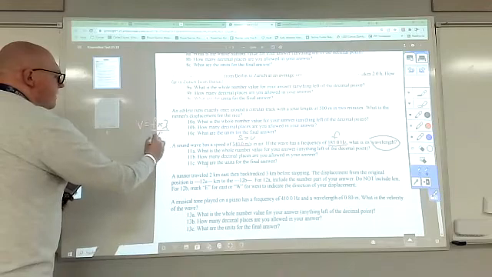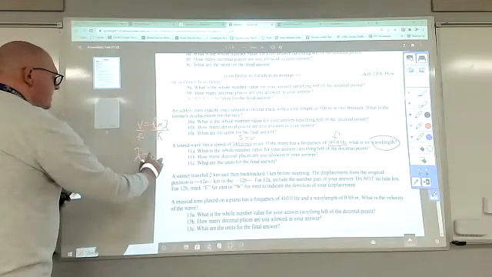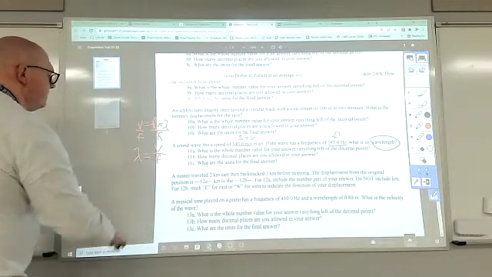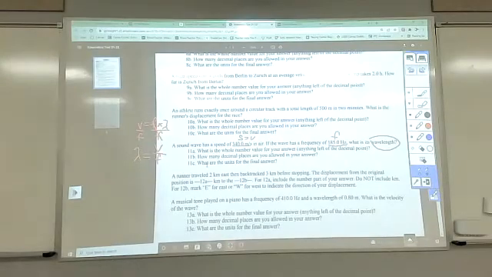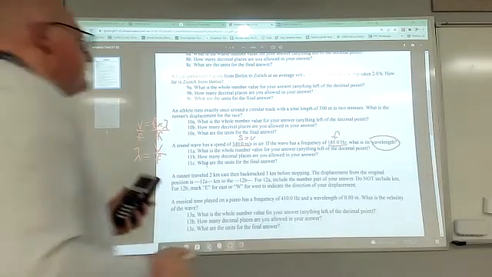To do that, I'll divide by frequency on both sides. So I end up with wavelength equals velocity, or speed in this case, divided by frequency. So that's 340 divided by 185. My calculator says 1.837837 repeating. So for 11A, what is the whole number value for your answer? That would be 1.